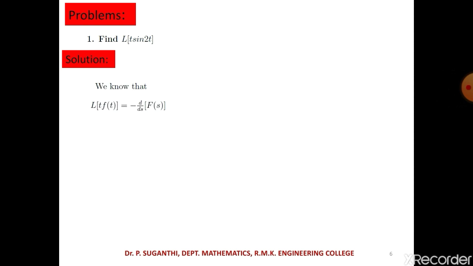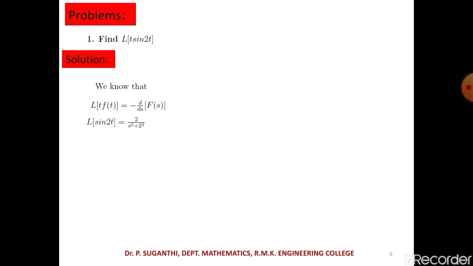Now let us see a few problems using the theorem of t into f of t. Problem number 1. Find L of t into sine 2t. We know that L of t into f of t equal to minus d by ds of F of s. Here the t is transformed into minus d by ds, and L of f of t is transformed into F of s.